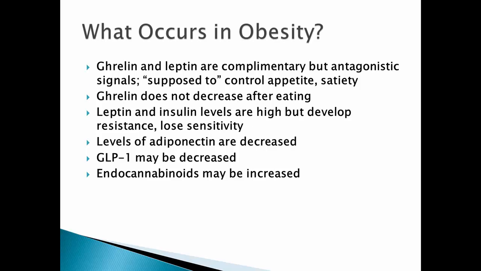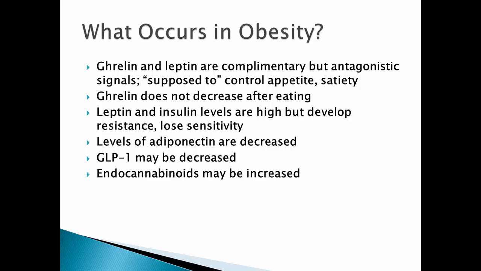So what actually occurs in obesity? Can we pull this all together? What happens in obesity is we know that ghrelin and leptin are complementary but antagonistic signals. They are supposed to control our appetite and our satiety. So what happens in obesity is ghrelin does not decrease after we've eaten. So we lose part of that feedback loop. At the same time, leptin and insulin levels are high, but we develop resistance. We lose sensitivity to the effect of those hormones.